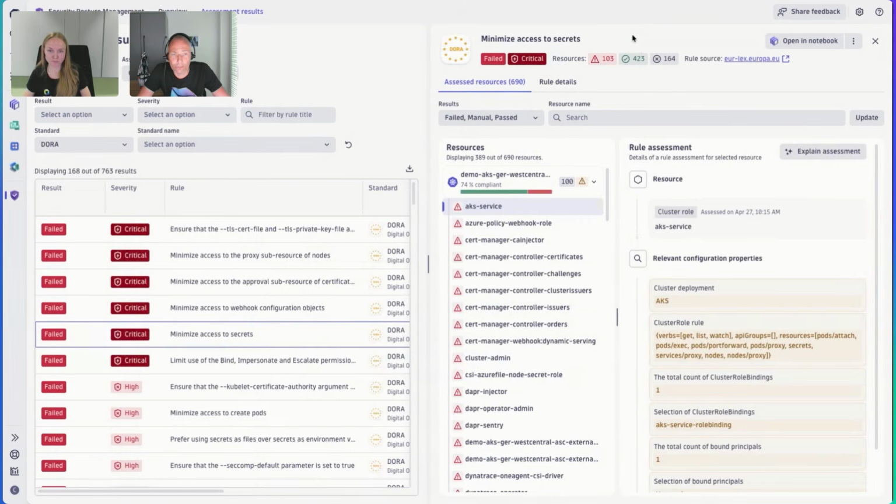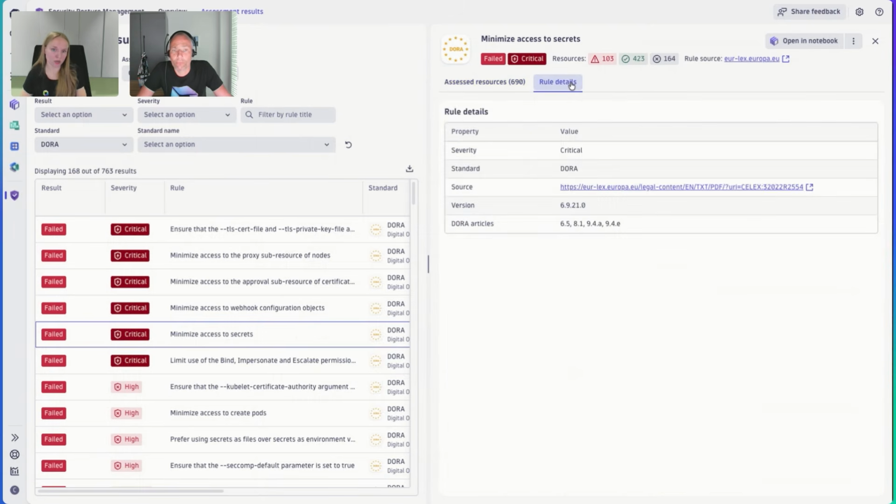Mm-hmm. Hey, and does Dynatrace take care that all of these rules are always up to date? I guess these rules obviously come from the regulators, in this case, the European Union. Yeah. Directly from this view, you can go into rule details here, and you can see specifically the source of that requirement, the standard, and how it maps back to specific articles. Mm-hmm. So that's how you have the visibility into really how those rules are built by Dynatrace. Awesome. Perfect. Thank you.